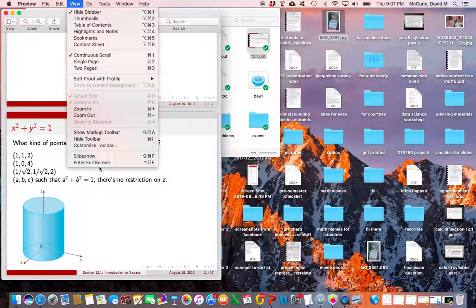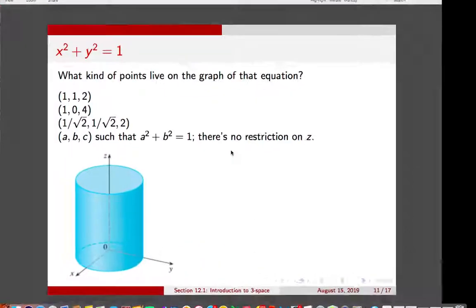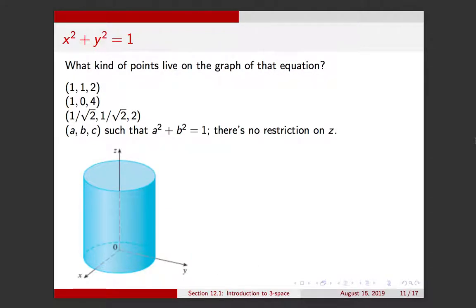Hello everybody, and welcome to the second part of section 12.1, where we will briefly finish up the graphing in 3-space section, introduction to that section. So here's where we left off. We get a cylinder when we have this unit circle equation from 2-space.